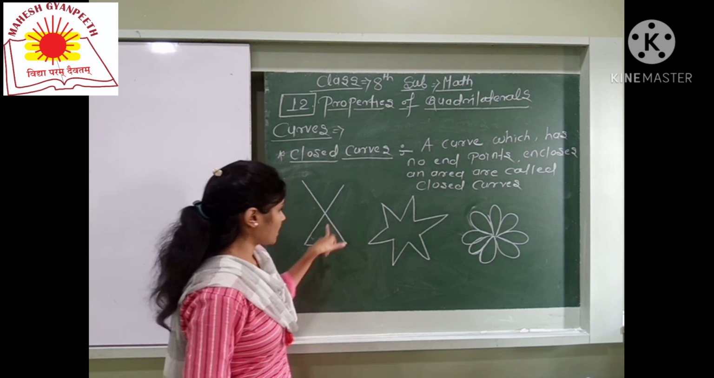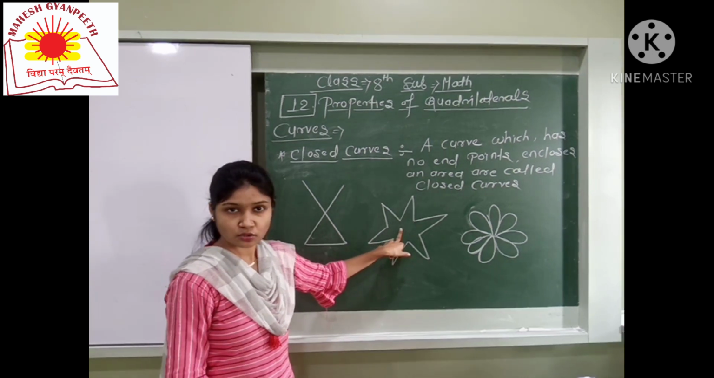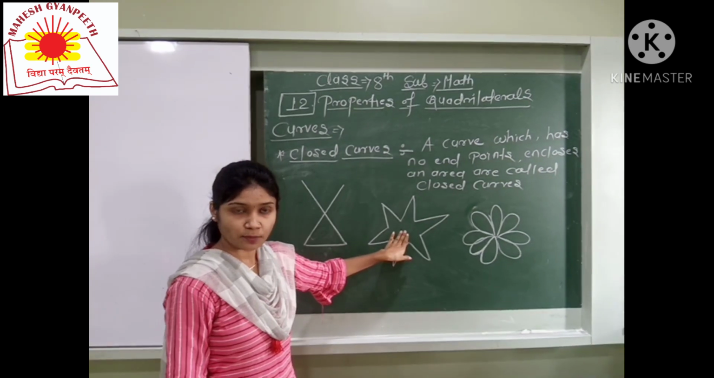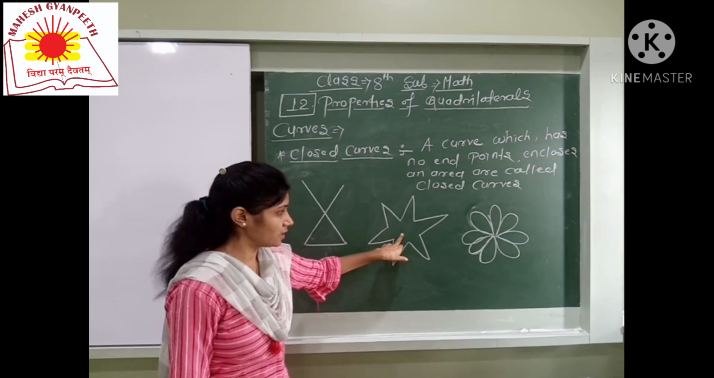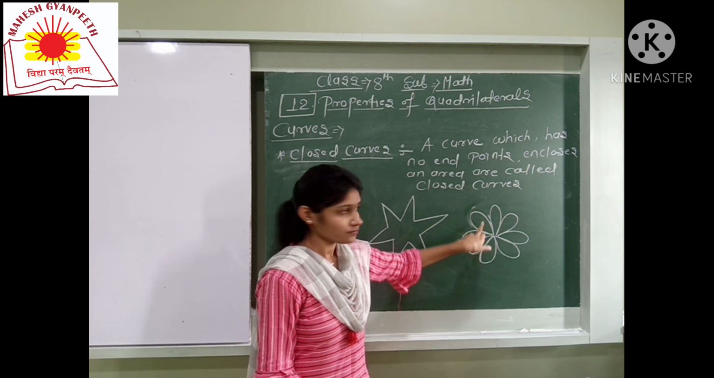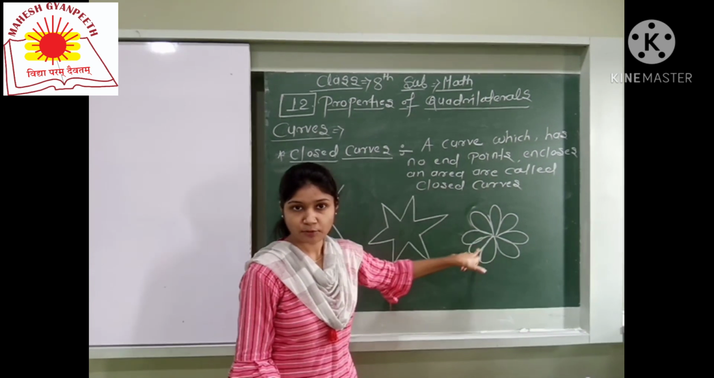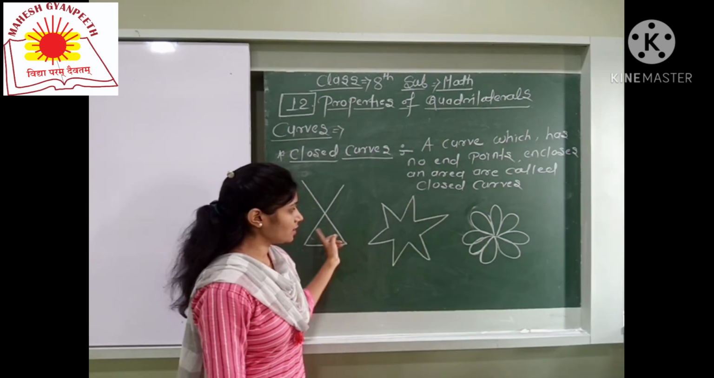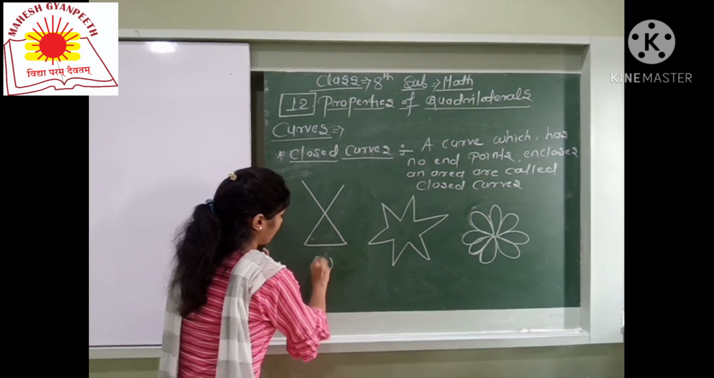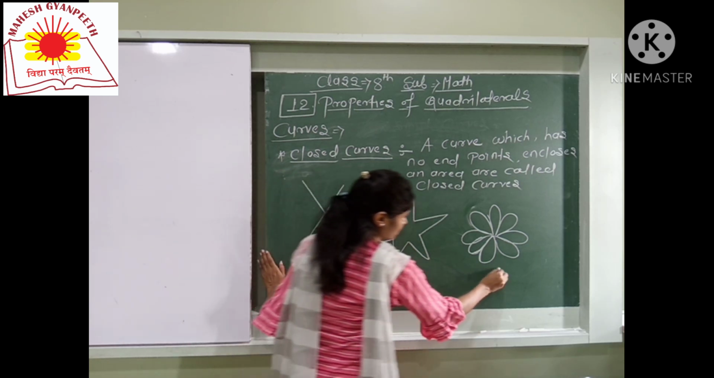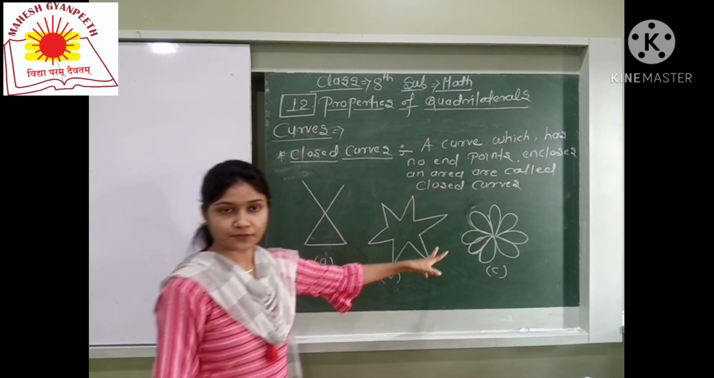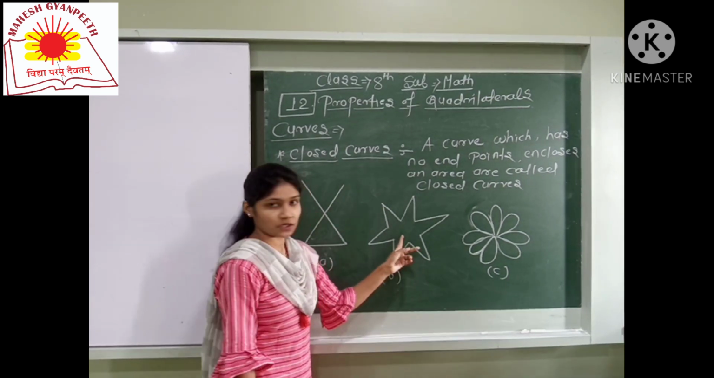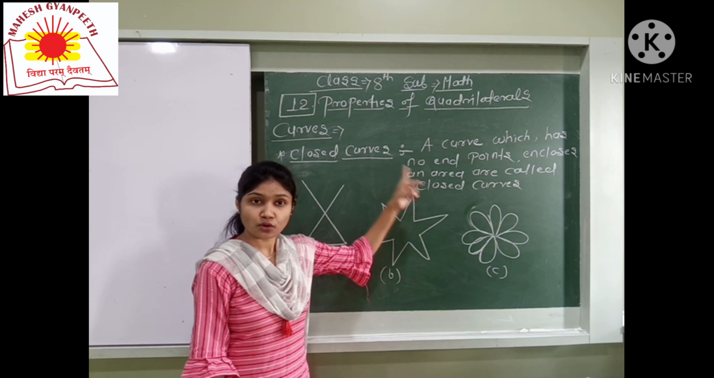There are these types of figures. This is also a closed curve. Do you see any open part anywhere? No part is open, so this is a closed curve. It also has no end point. Do you see any end point in this figure? All three figures, figure A, figure B and figure C, are called closed curves.